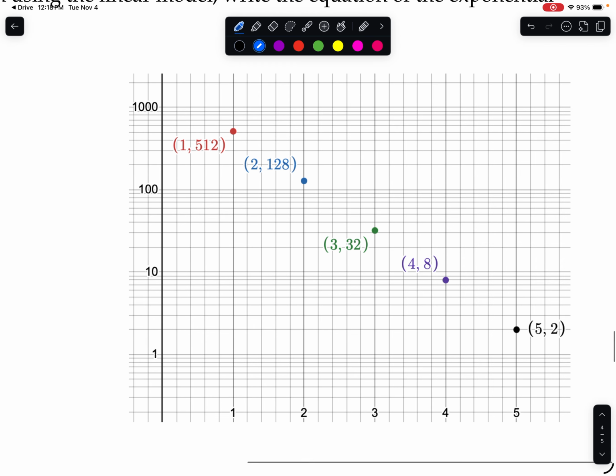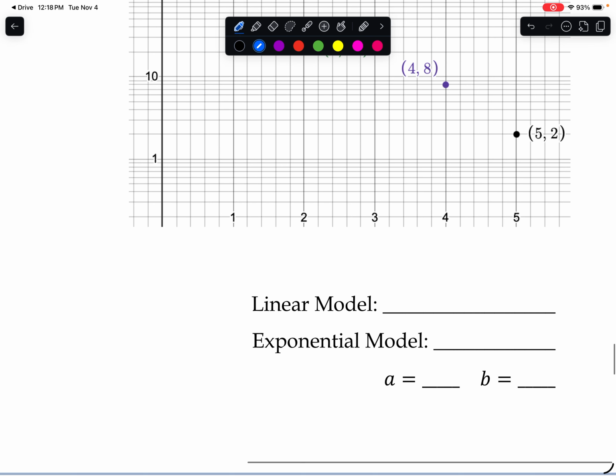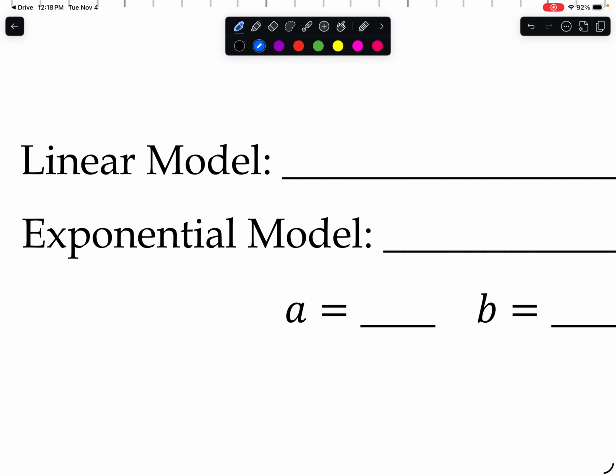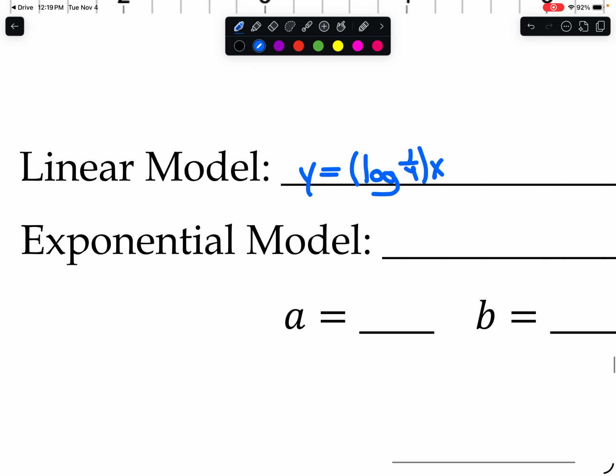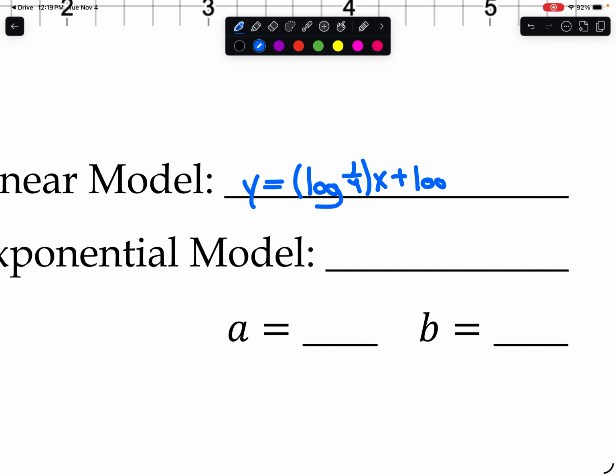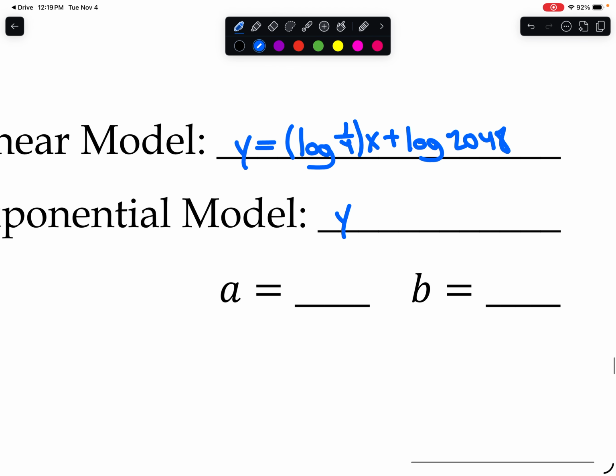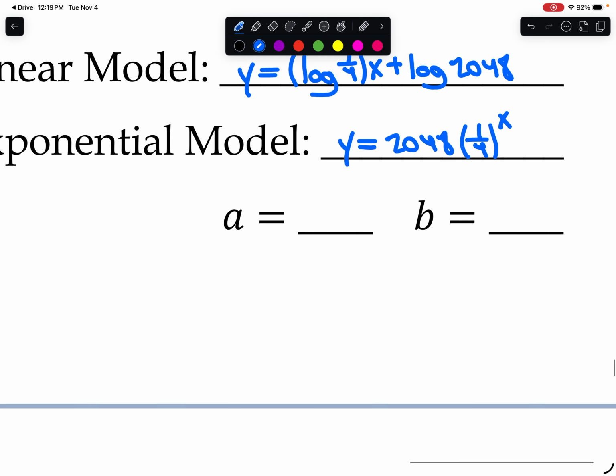And then for your last one over here, same idea. I'm going to give you guys time to try it on your own, but so you can check it, your linear model is going to read as log of 1/4 x plus log of 2048, with your exponential model being 2048 times 1/4 raised to the x, and then your a value being 2048 and a b value of 1/4.